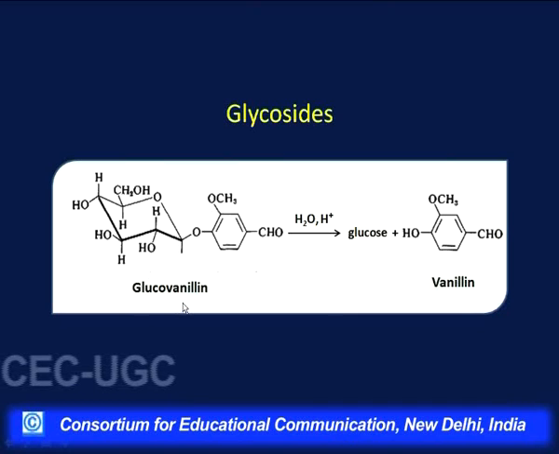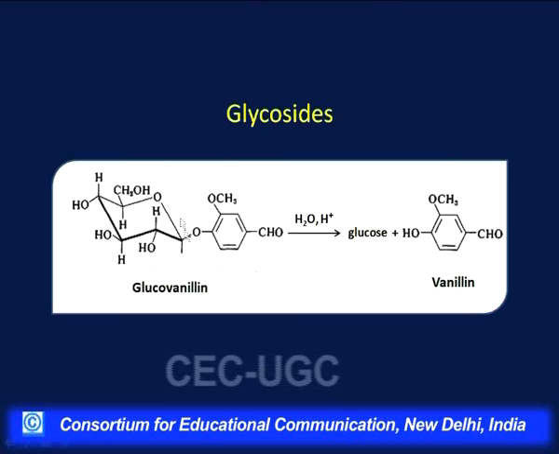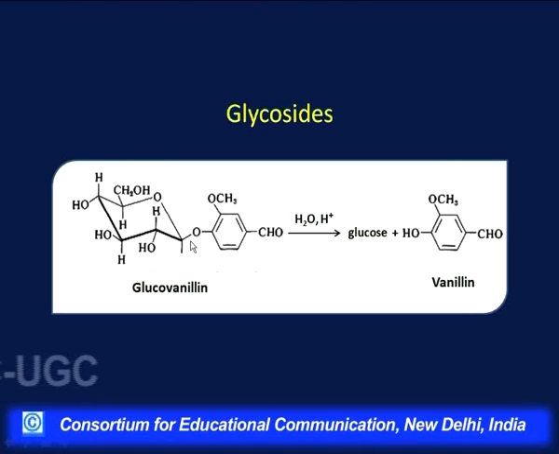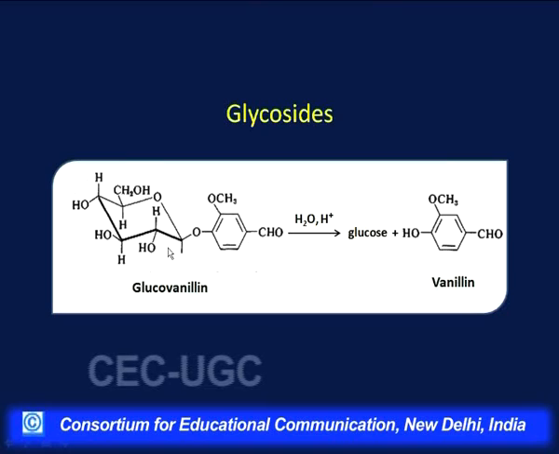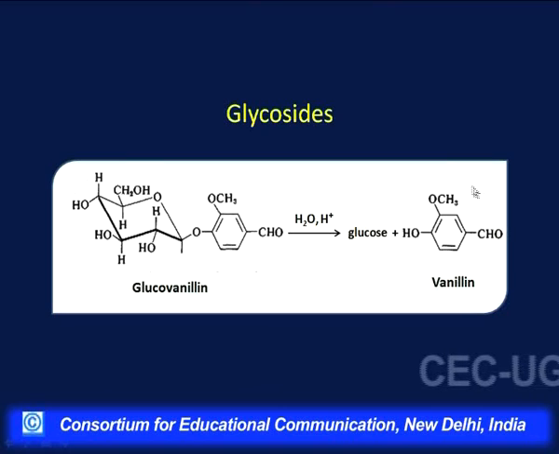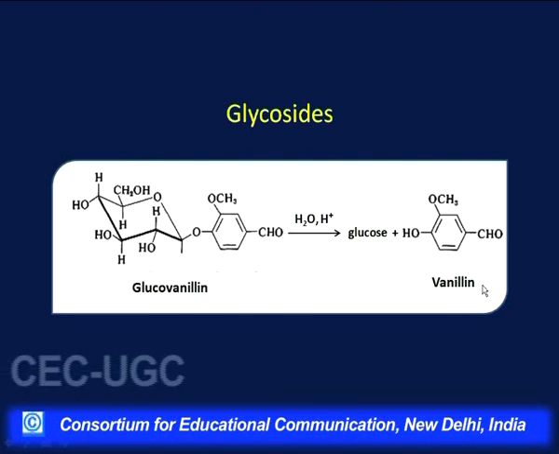This is called glucovanillin. Actually, this molecule is vanillin, which has this hydroxyl group. It is a phenolic hydroxyl. It acts as a glycone and combines with this glucose molecule. When it is hydrolyzed, we get glucose and this vanillin. Vanillin, you know, is used for vanilla flavor in many food items. It is obtained from plants, particularly vanilla flower.